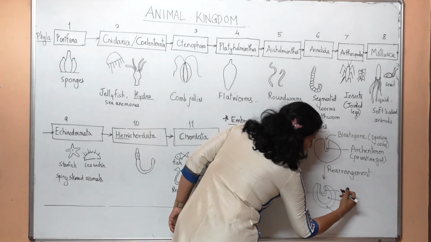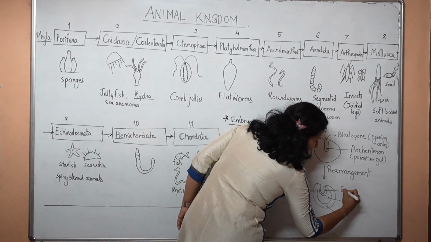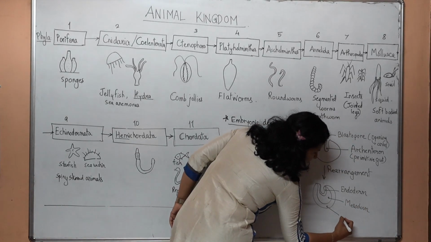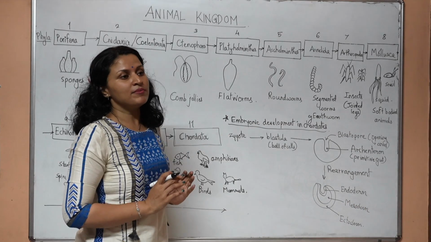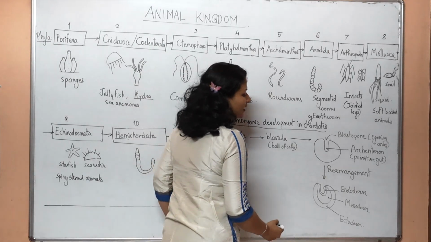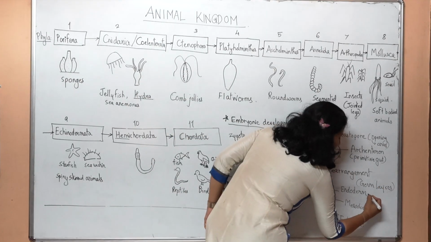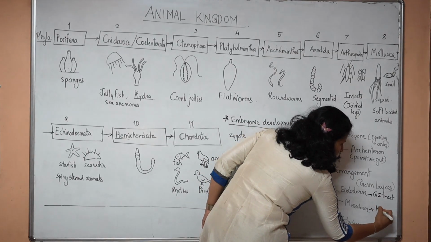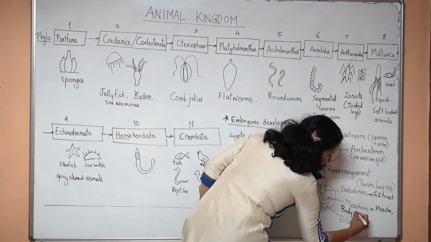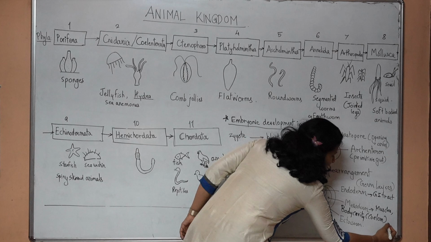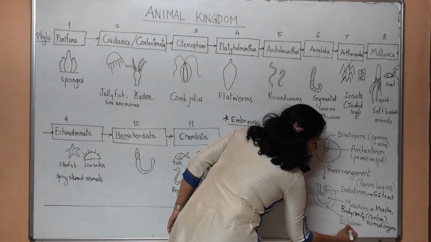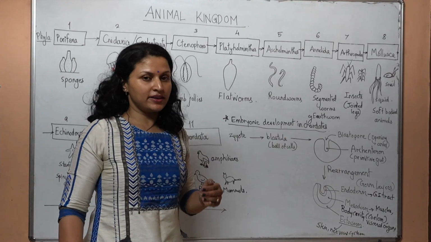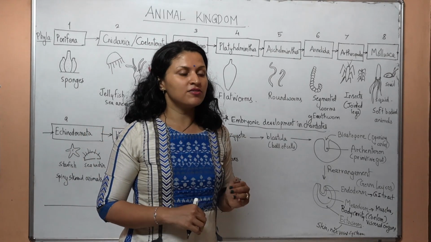The innermost layer next to the archenteron is called the endoderm. The second layer is called the mesoderm and the third layer is called the ectoderm. These embryonic layers are called the germinal layers or germ layers. The endoderm forms the GI tract. The mesoderm forms the muscles, the body cavity, which is called the coelom, and the visceral organs. The ectoderm, the outermost layer, will form the skin, the nervous system, etc.